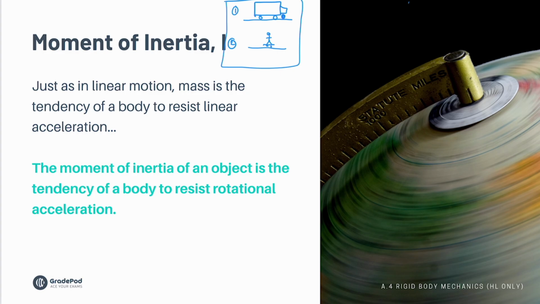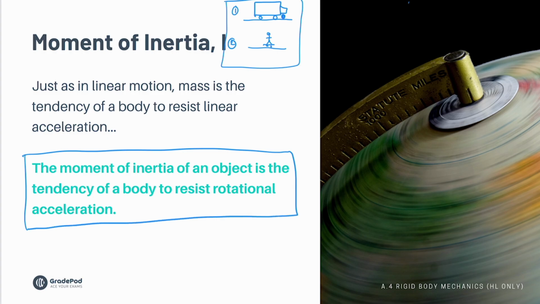And it's the same sort of thing with angular motion. It's easier to make some stuff twirl than it is to make other stuff twirl. And that's because of the moment of inertia of something being twirled. The moment of inertia is basically the mass equivalent in angular motion. The moment of inertia of an object is the tendency of a body to resist rotational acceleration, whereas the mass of a body is a tendency of a body to resist linear acceleration. Mass is equivalent to moment of inertia.